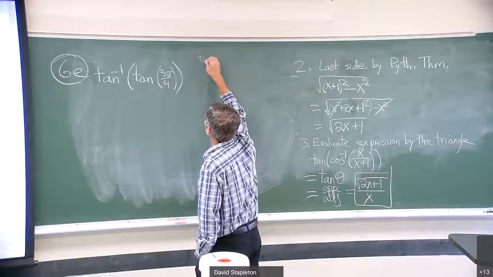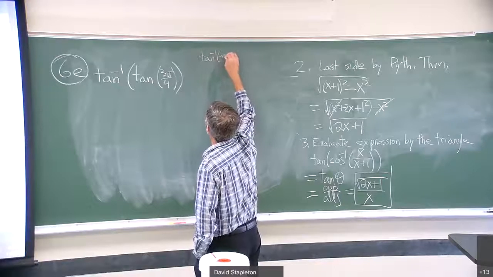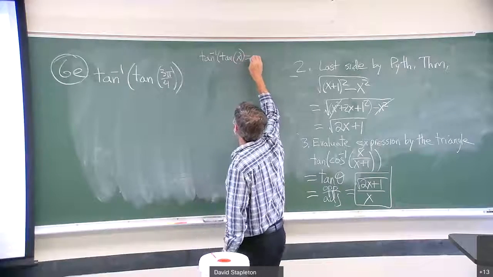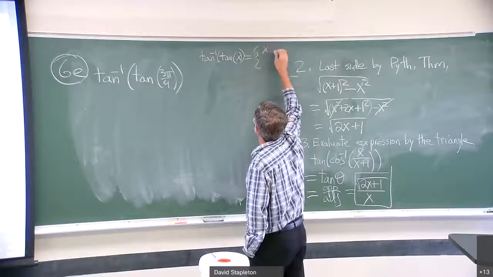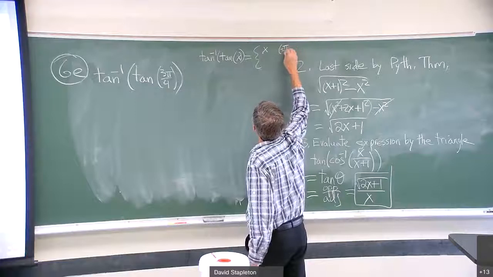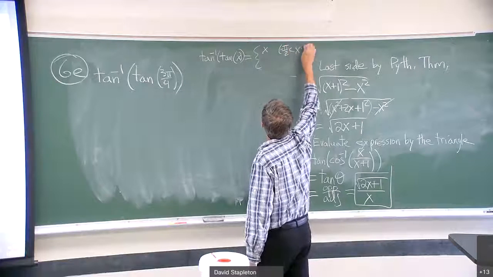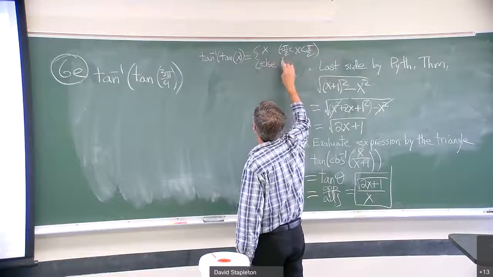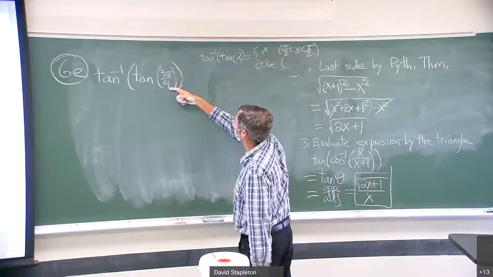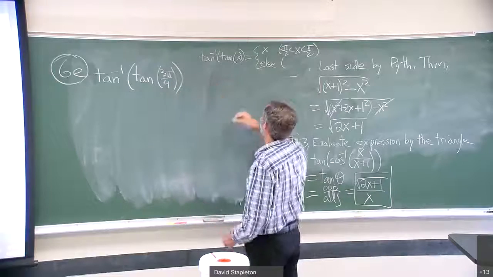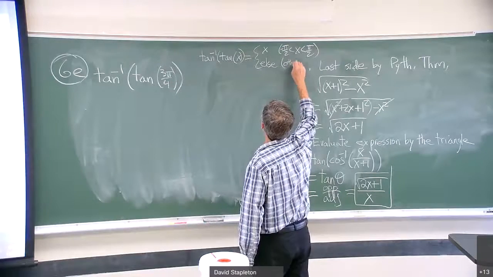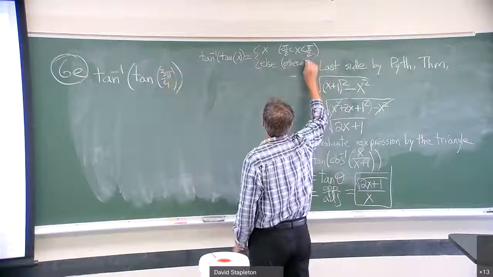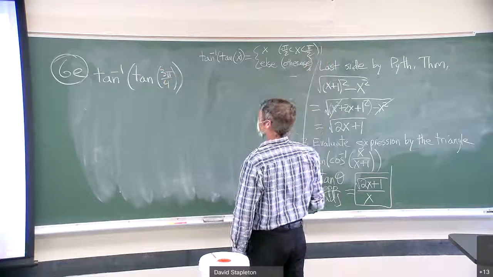Here's what we said before, that the arctangent of the tangent of any angle x is equal to x if x is between minus pi over 2 and pi over 2. And it's equal to something else otherwise. So if the angle here is between plus and minus pi over 2, then I just write that angle over here. So first think, do I need to do anything, or can I just write this number and be done? Because I might give you one like that, just to see if you're paying attention.